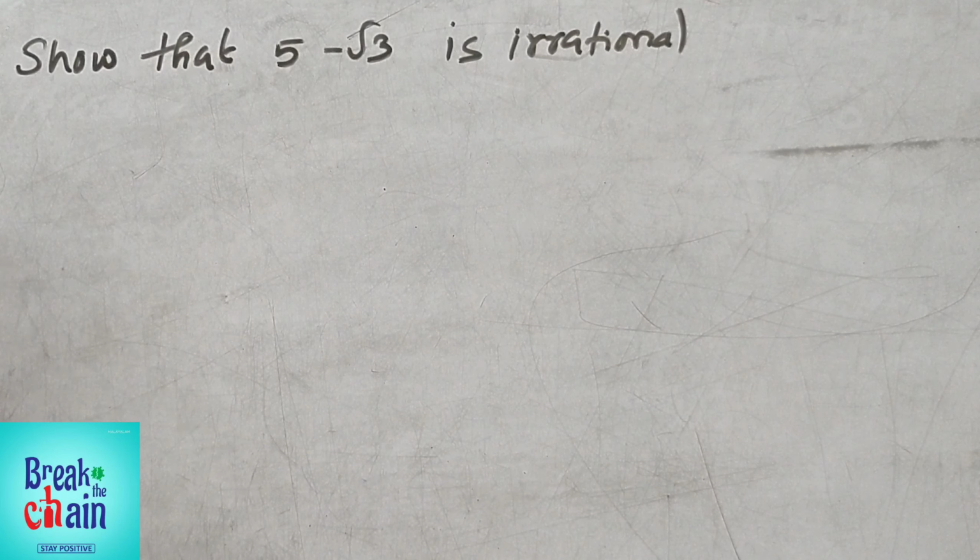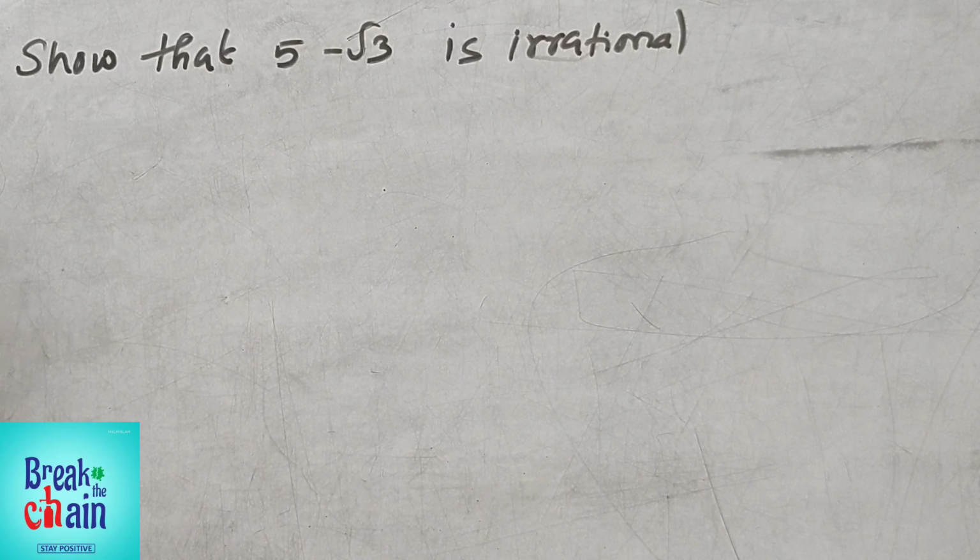The next question is, show that 5 minus root 3 is irrational. So this can be asked as a board question. Sometimes it may be asked another way. That is, prove that root 3 is irrational and hence prove that 5 minus root 3 is irrational. If the question is in that way, first you have to prove that root 3 is irrational. After that you can proceed to the next steps what we are going to discuss, and then you can prove that 5 minus root 3 is irrational.